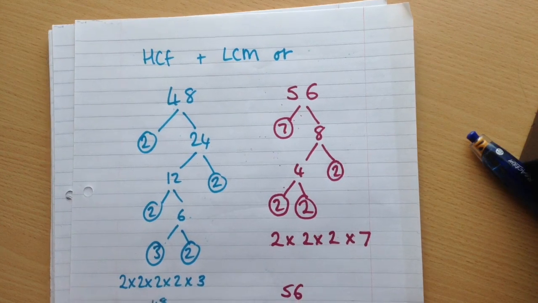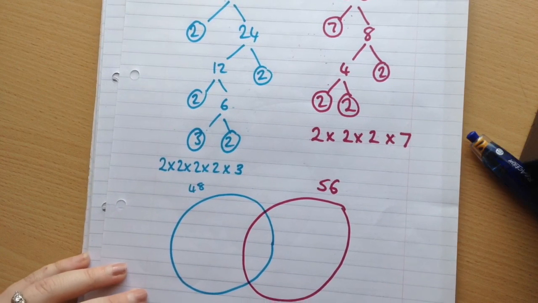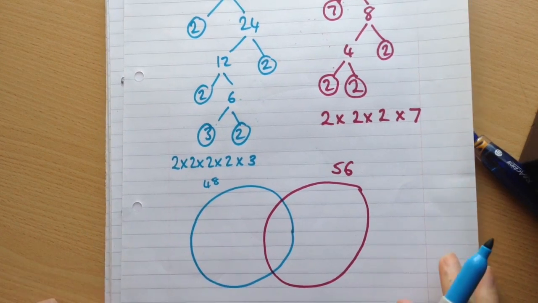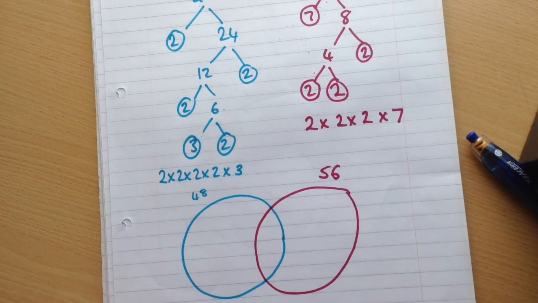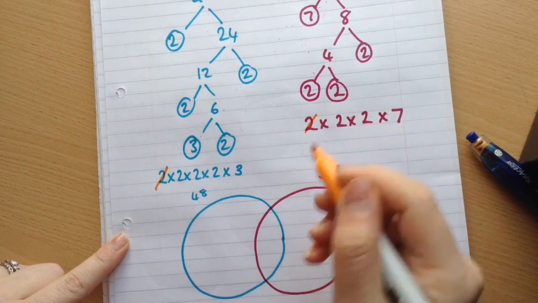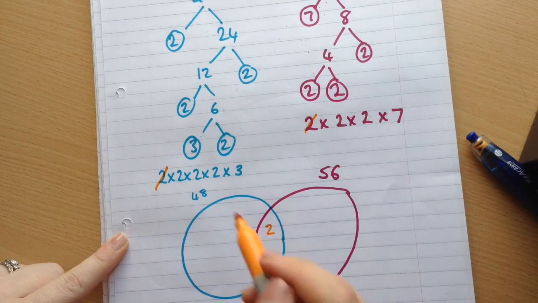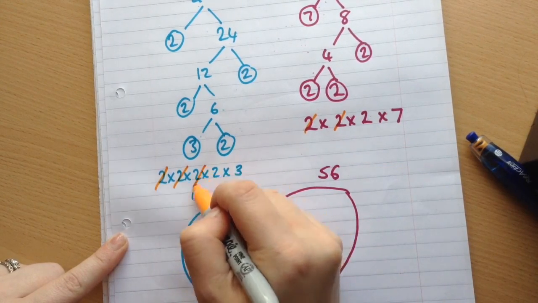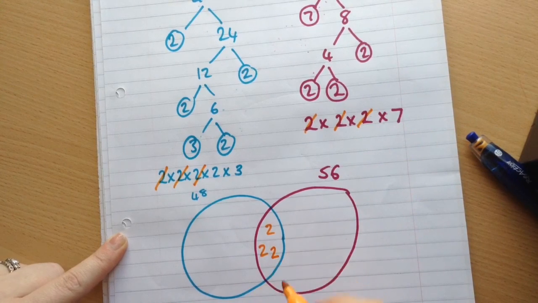So once you've done that, the next thing to do would be to draw yourself a Venn diagram. So that's two circles which overlap each other for both numbers. Now I'm going to put into the centre of the circle only the numbers which are in both lists. So we can see that there's a 2 in this list and a 2 in that list, so I put it in the centre. Another 2 in this list, another 2 in that list, I put it in the centre. And lastly, a 2 in both lists again.